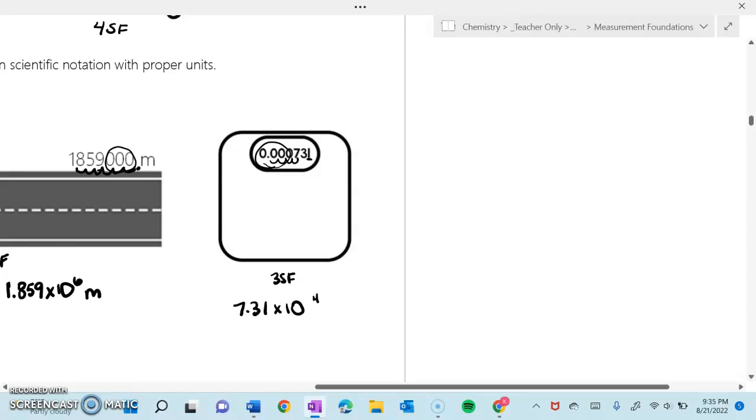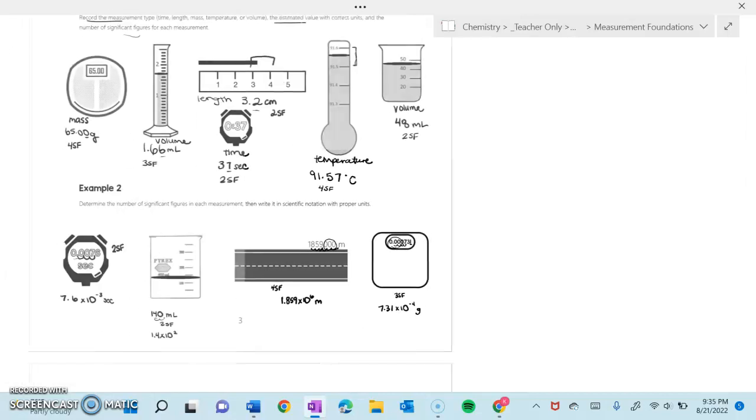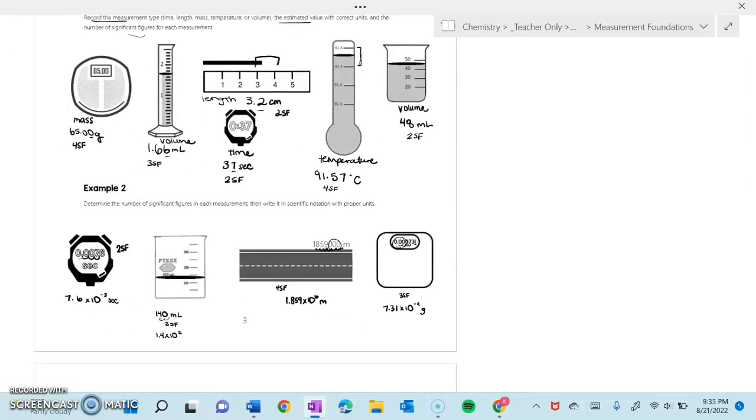Is it positive or negative? This one is negative because our standard notation was a really tiny number. So it's negative 4th power grams, since this is on a mass balance. Okay, so there's scientific notation. Count how many times you move the decimal, and then think about, was the standard notation really tiny or really large, to figure out if it's positive or negative.